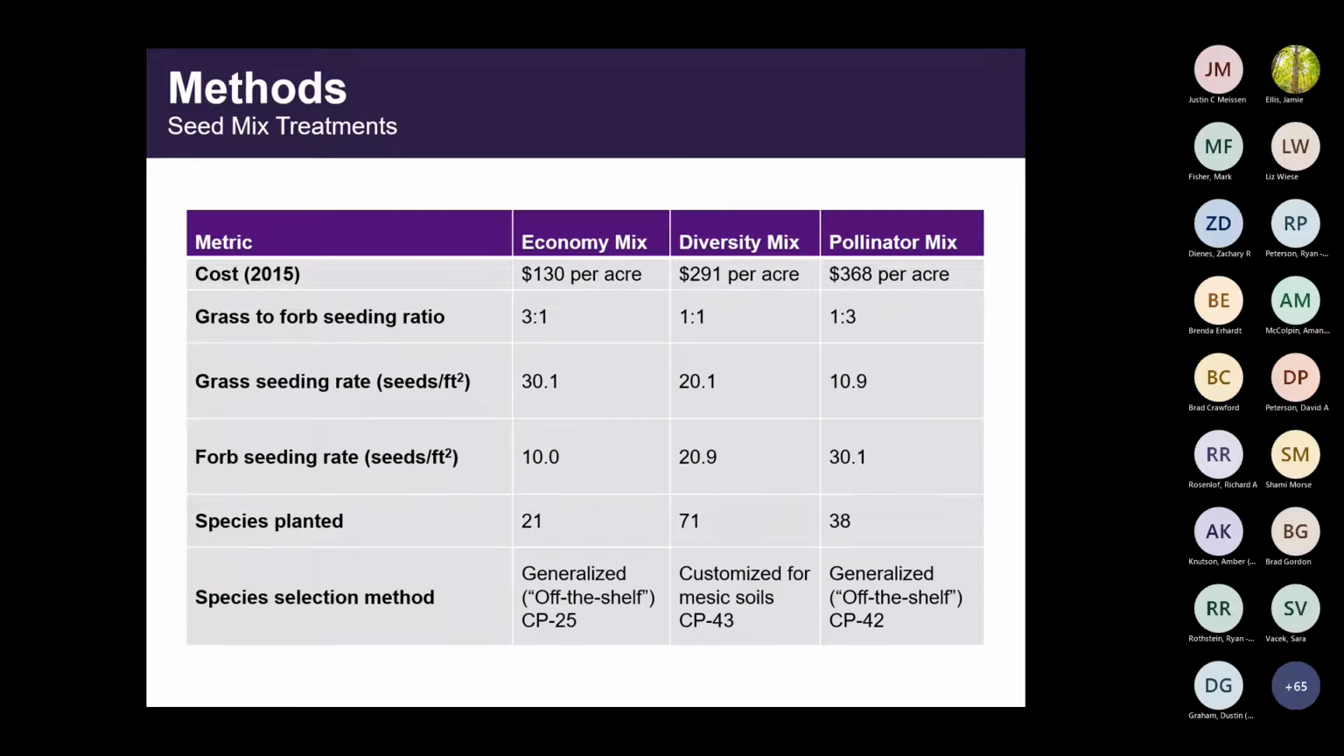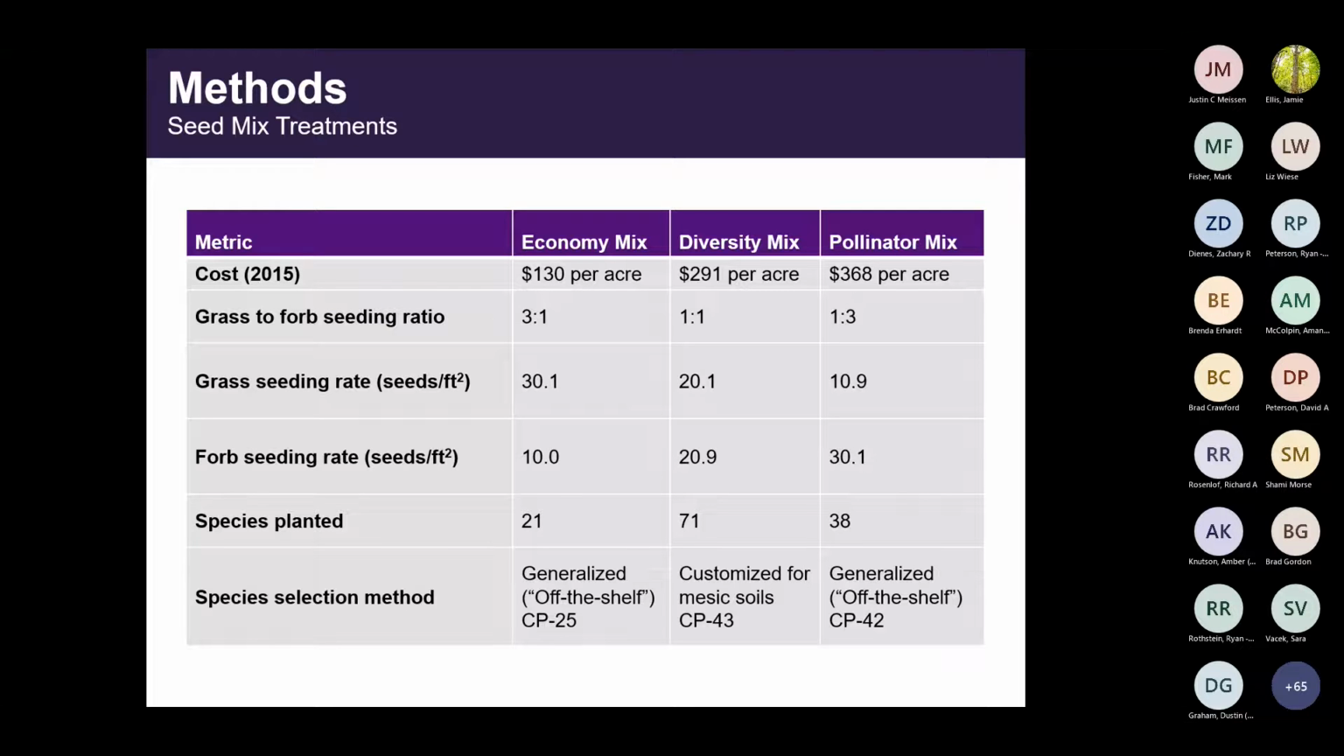So, a lot of forbs and lots of different grass species, which include sedges. This one reflects most of the guidelines for the CP43 prairie strips practice, though it does have more species than a typical off-the-shelf mix would, like the other mixes. And lastly, we looked at a pollinator mix, which had the 1-to-3 grass-to-forb ratio, as specified by CP42 pollinator habitat practice standards.